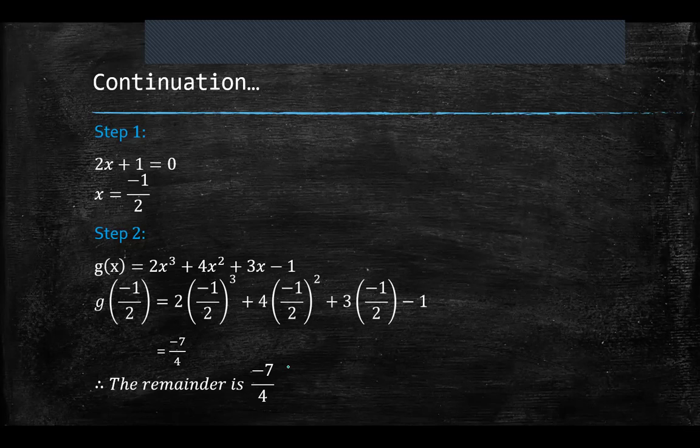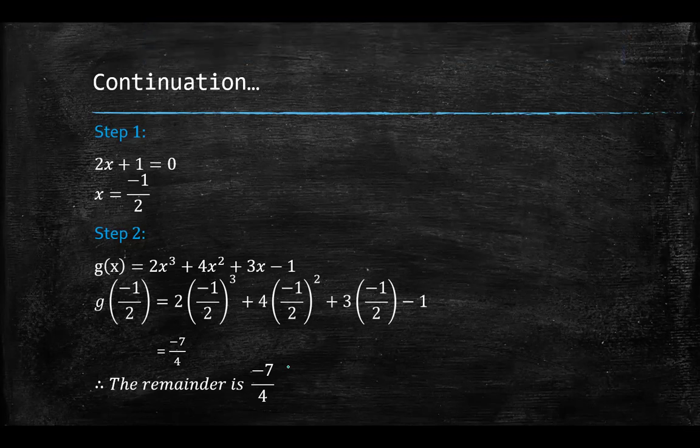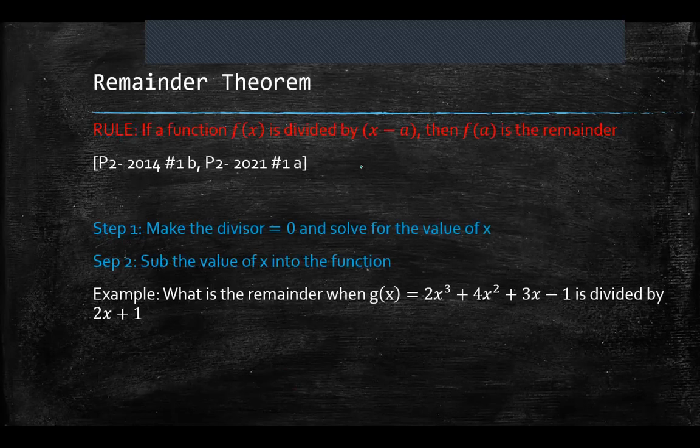Anybody does not understand? Going once, going twice. All right then. Let's do past paper questions. So the first one, paper 2, 2014, number 1, part B. Where's my thing?